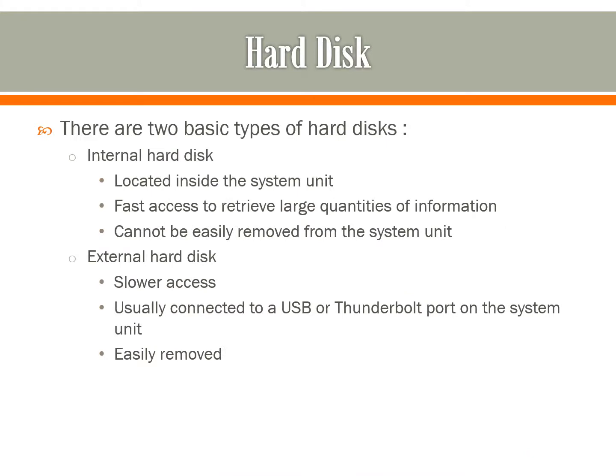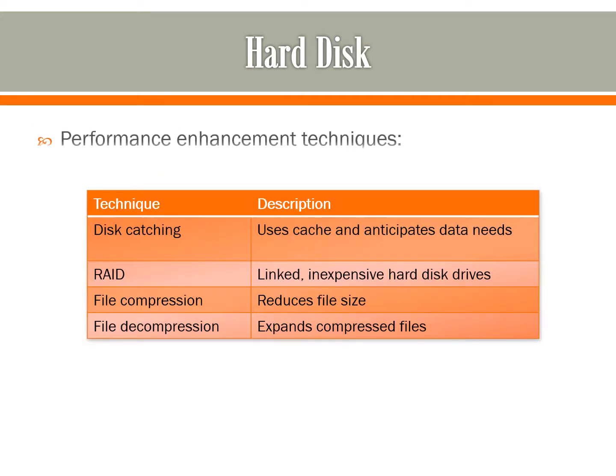There are two types of hard disk. I think most of you know this already. Internal hard disk is located inside the system unit. External hard disk is usually connected through a USB or Thunderbolt port. It is a removable hard disk. Performance enhancement technique for hard disk.